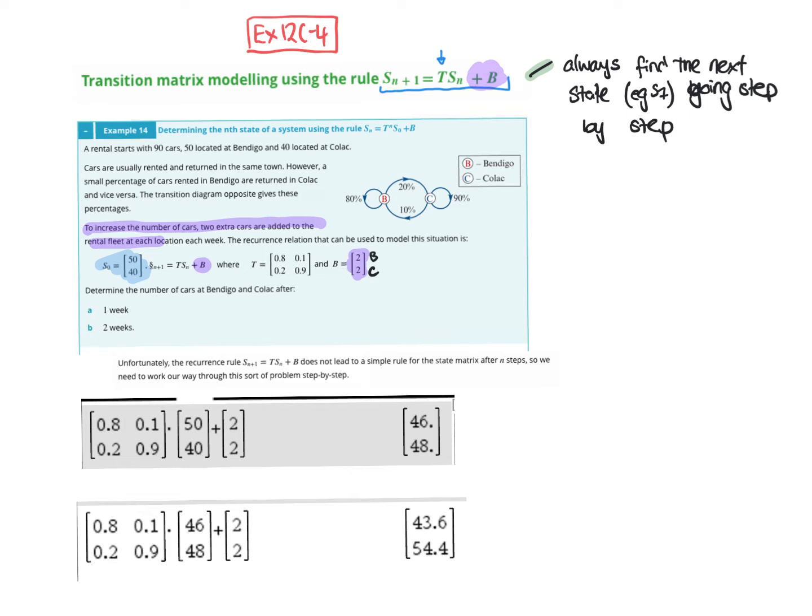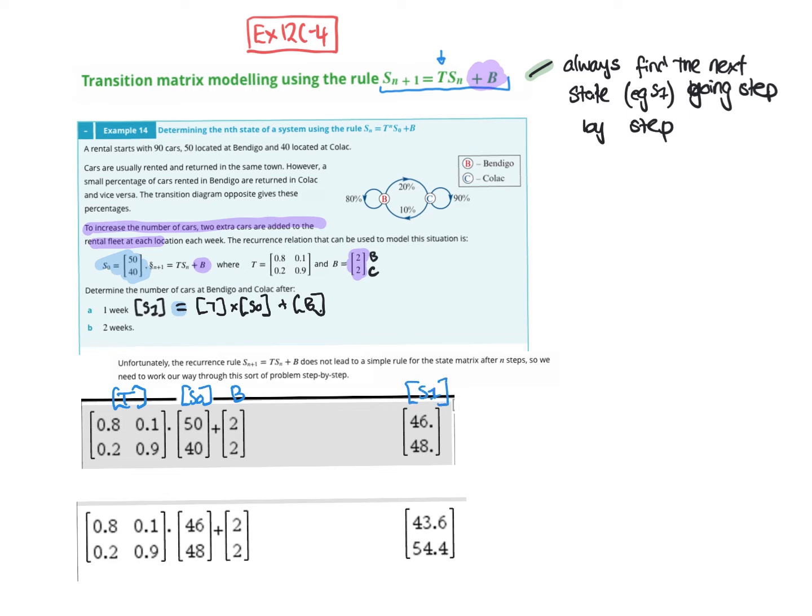So they're adding that. When they ask to determine the number of cars at each place in week 1, really they're asking for the state 1 matrix, and using that recurrence formula up here, the way we find that is you times the transition by the one before, which would be S0, and then you add B. Okay, so you can see down here I've done that. I've put the transition into my calculator, times it by S0, and I've added B. So this ends up being S1.